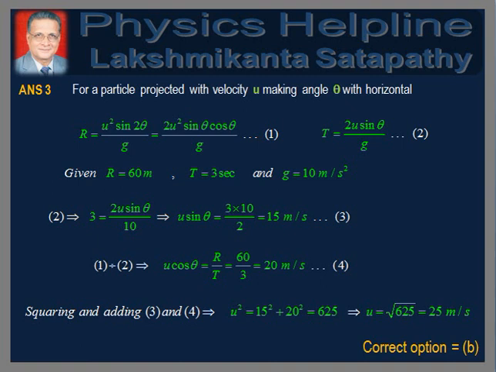Now, squaring and adding equations 3 and 4, we get u square sine square theta plus u square cos square theta is equal to 15 square plus 20 square, or u square is equal to 625, which implies u is equal to 25 meters per second. Therefore, the correct option is B, which is the answer to question 3. This completes the answer to the questions.